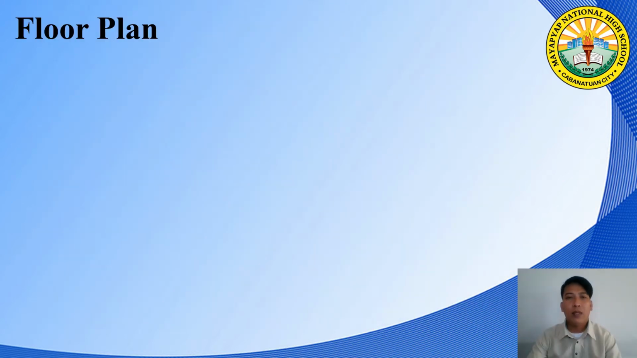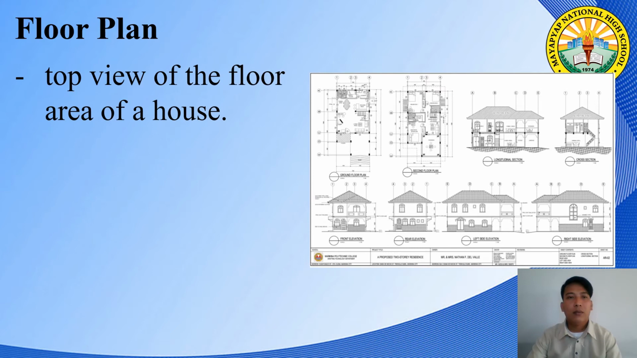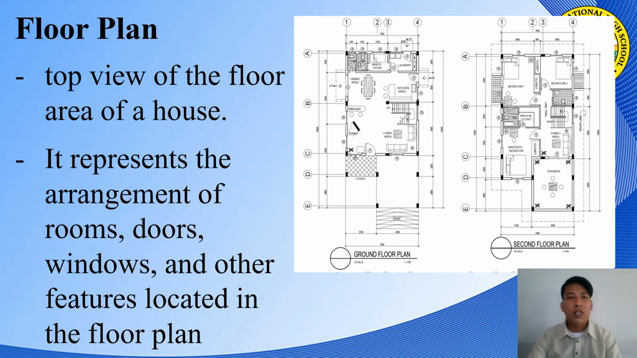Next is the floor plan. Floor plan. Top view of the floor area of a house. It represents the arrangement of rooms, doors, windows, and other features located in the floor plan.